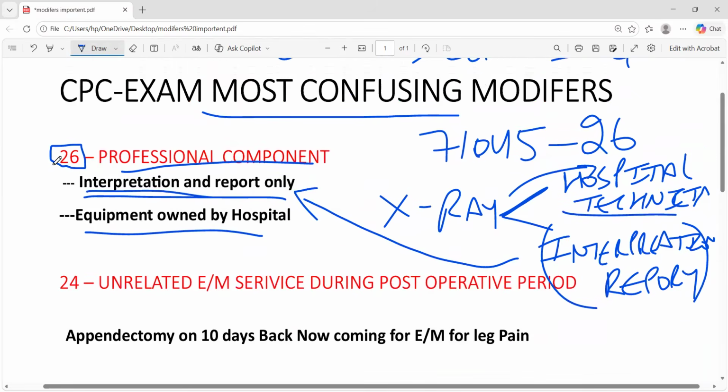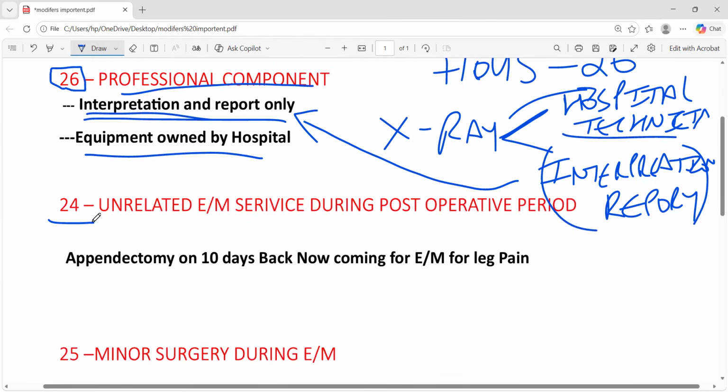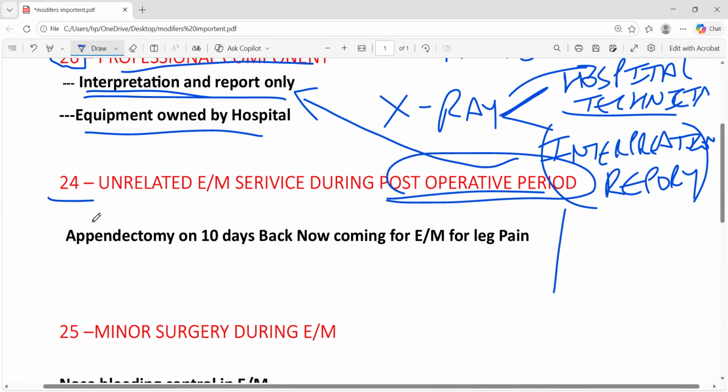Okay, next. Is it clear, right? Next, 24. What is the 24? Unrelated E&M service during the post-operative period. What is meant by unrelated E&M service by the same physician or other qualified healthcare professional during the post-op? We know the post-operative period is the time period after the surgery. For minor surgeries, the global period is 0 to 10 days. For major surgery, 0 to 90 days.